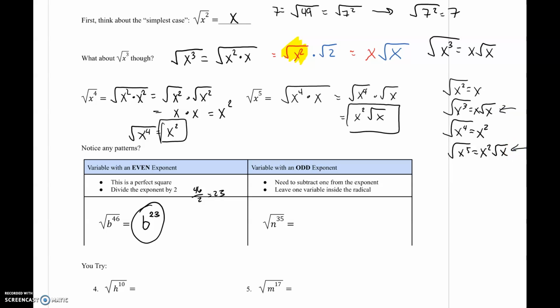When there's an odd exponent, like x to the third and x to the fifth, we're going to need to subtract 1 from the exponent and leave one variable inside the radical. So n to the 35th, we can think about that as n to the 34th times n. And now the 34 is an even exponent, so we could divide that by 2. 34 divided by 2, 17. So this is n to the 17th power times the square root of n. So anytime you have an odd exponent for a variable, you're going to have a square root of that variable left over, but you could take the rest out.